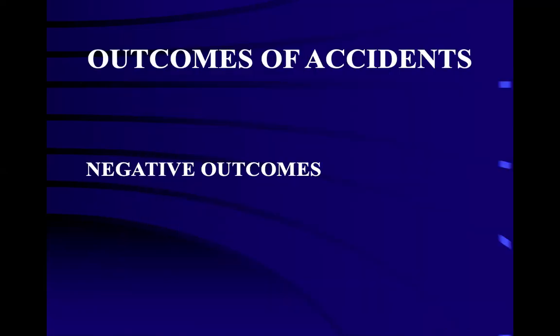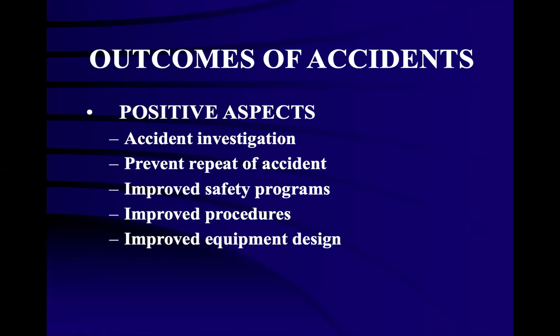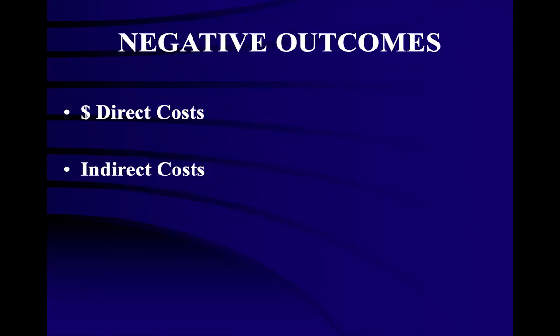Let us finish by looking at the outcomes of accidents. There are negative outcomes of accidents. There can also be positive outcomes. Let's look at the positive outcomes first. Once an accident happens, the positive aspect is that an accident investigation can be carried out, and this can prevent the repeat of accidents. There are improved safety programs, improved procedures, and improvement in equipment design.